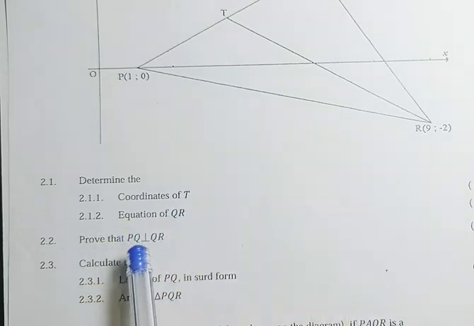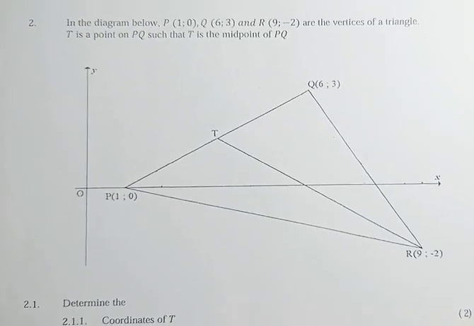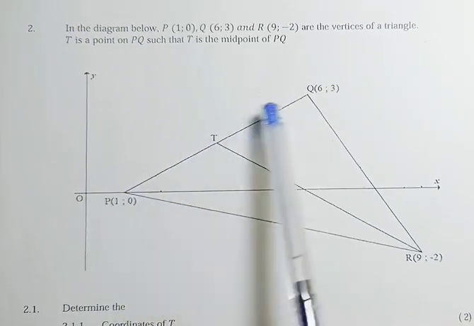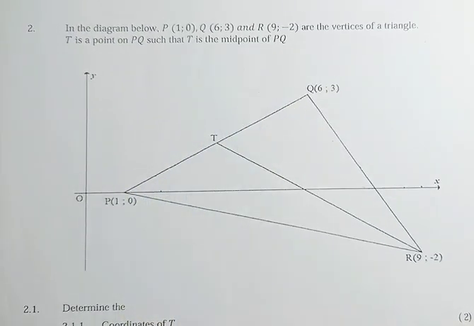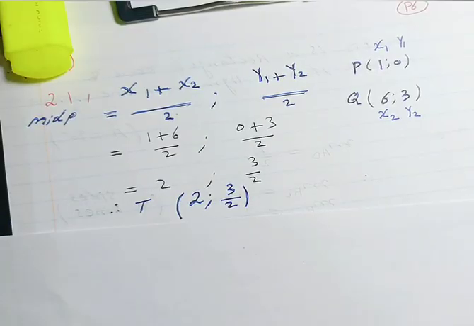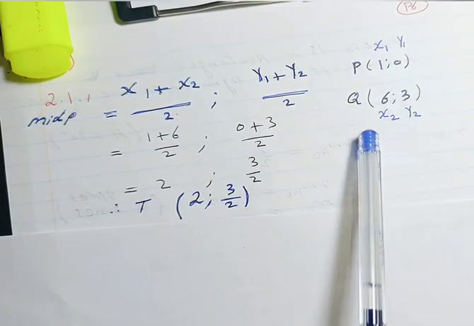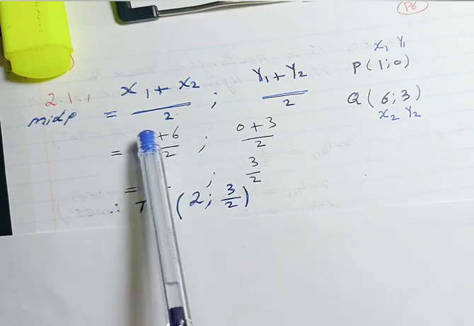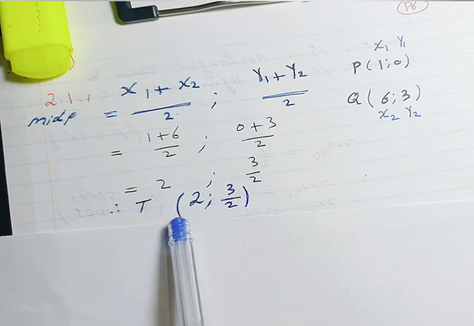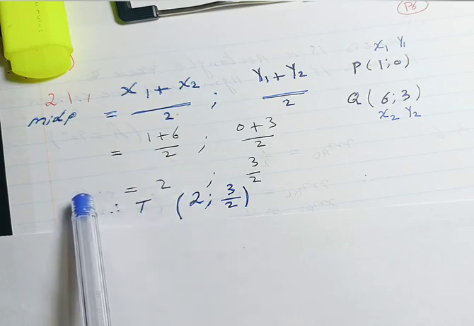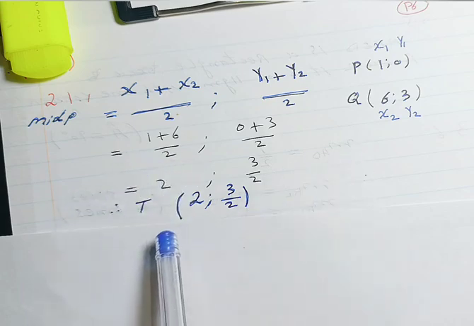So we're looking at the coordinates of T. T is the midpoint of PQ, which means I need to find the midpoint. That will be the coordinates of T. So I find the midpoint between P and Q. This is my x1, y1, x2, and y2. I plug it into this formula, and then I get the midpoint of PQ, that is 2 and 3 over 2. So these are the coordinates of T.